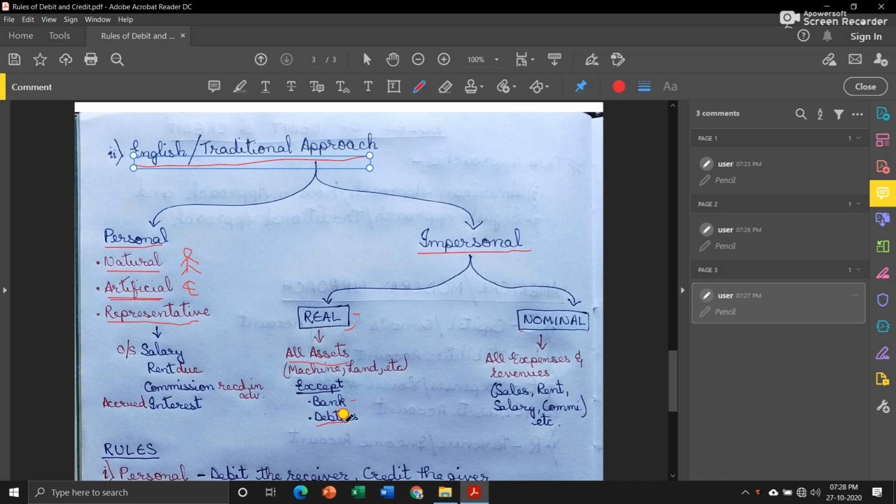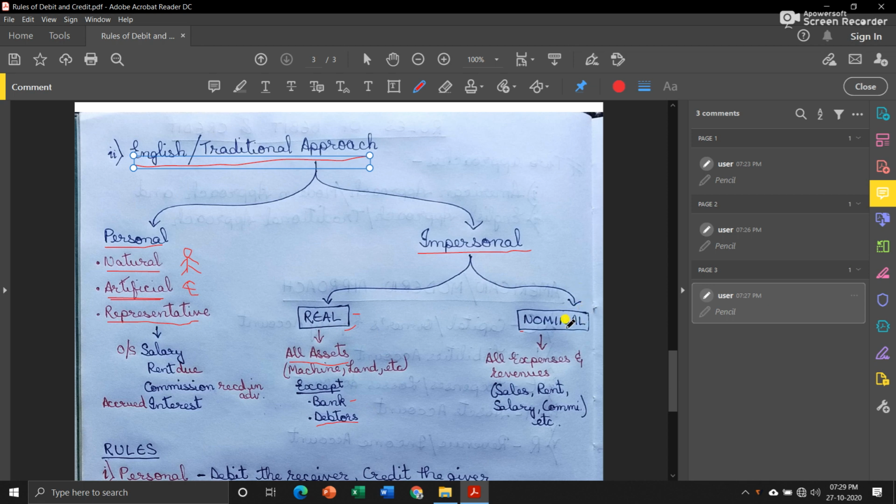Then another one is debtors. Debtors are natural human beings, so debtors account is also a personal account, and it is known as a natural account. Now you have to remember that in real account all assets are considered as real accounts except for bank and debtors, because these two are personal accounts.